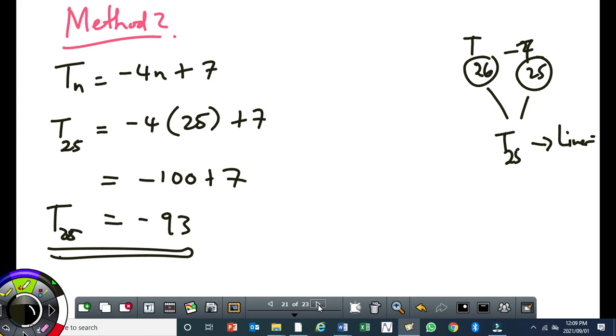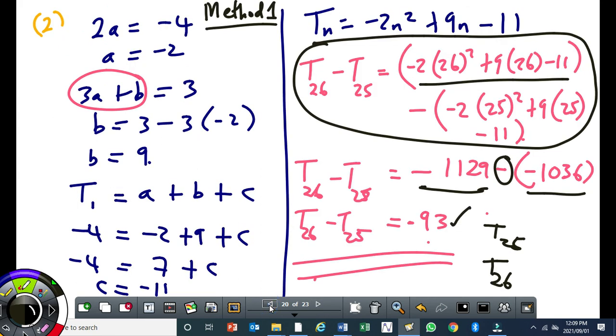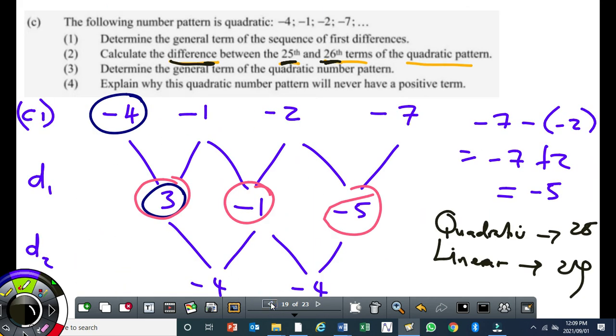No, this is an indicator that there are 26. Okay? The way the question is phrased here, it indicates that for that specific pattern, there are 26 what? Terms. Yes, and the sheet 26.